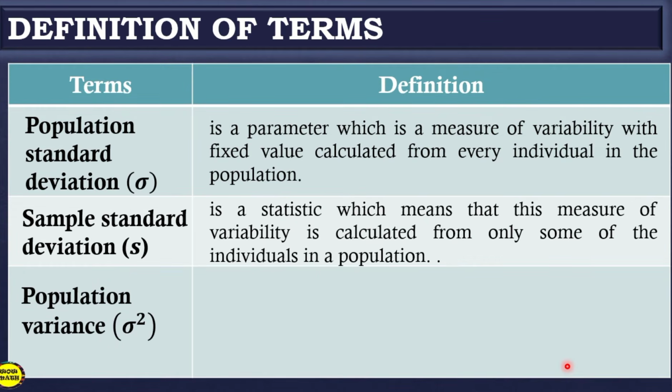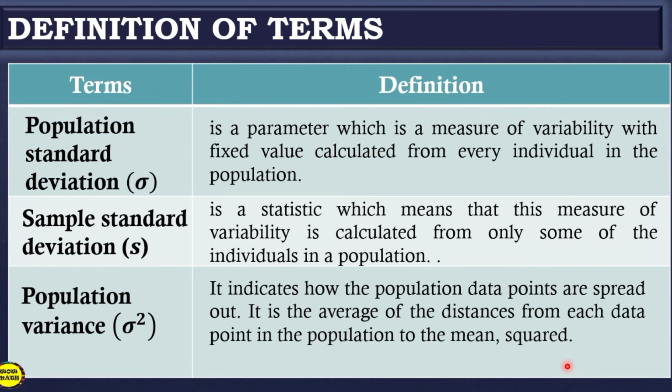And last, the population variance. In the same sense, it indicates how the population data points are spread out. It is the average of the squared distances from each data point in the population to the mean. So, since we already defined the important things in identifying the test statistics in hypothesis testing, let us now determine this concept.